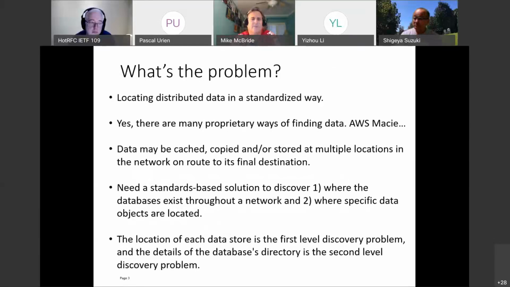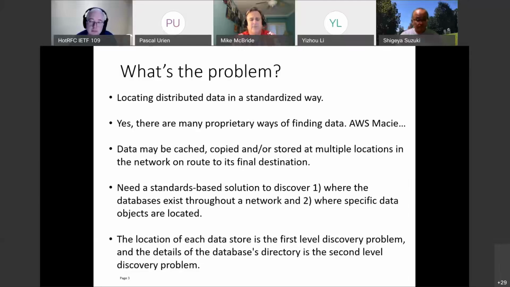So what's the problem? The problem is that we want to locate distributed data in a standardized way. There are many proprietary ways of doing that. AWS, Macy, and IBM has a solution. There are many ways that you can do that. But we need to find a standardized way of doing so. Data may be cached, copied, or stored across multiple locations in the network en route to its final destination.